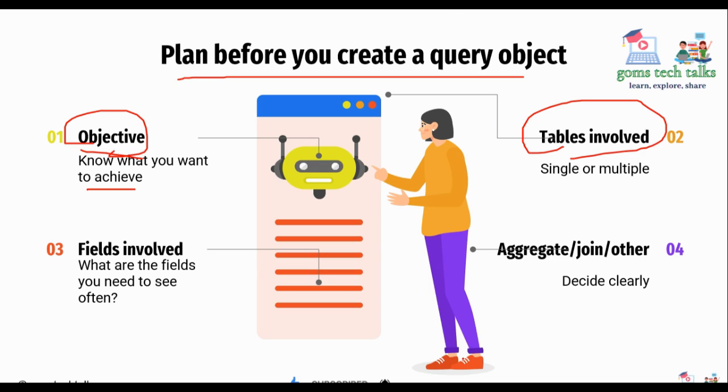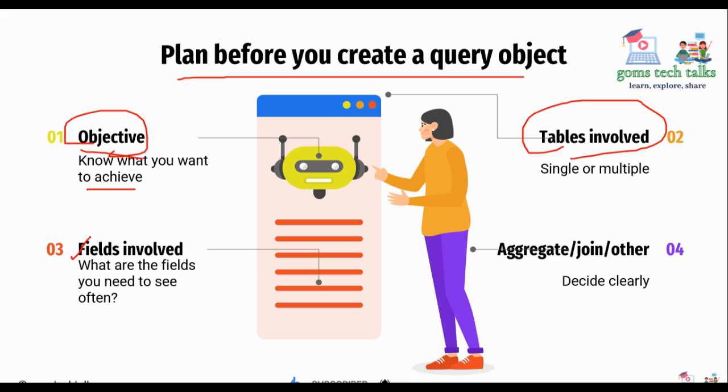Why I'm telling you all these things is that since we are creating objects, these objects will have an object ID. You're going to create an object, and that will allocate a space. So we should not write a random query that is not of any use. It is better to think and then do it.